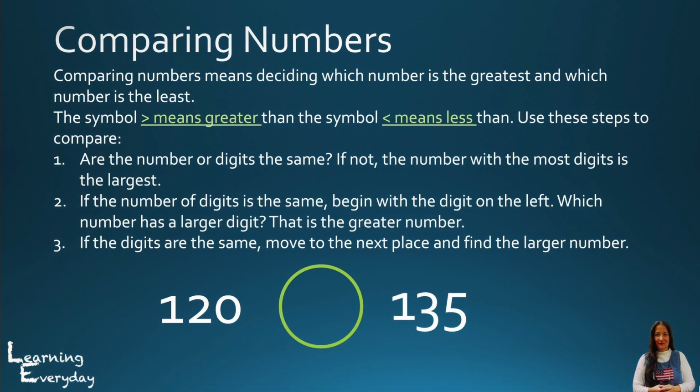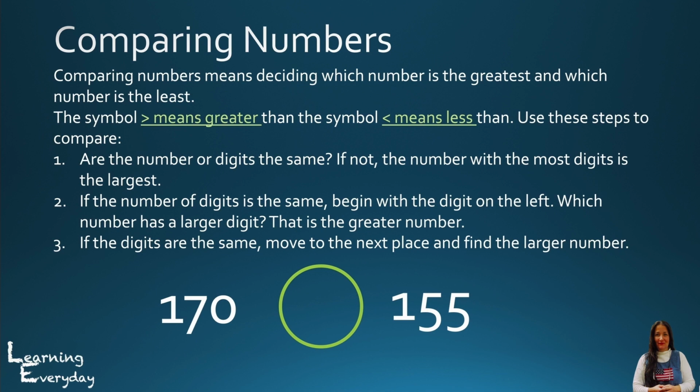Here we have 120 on the left, and on the right we have 135. We look at the first number on the left, which is a 1. They're both 1s. Then we go to the next number. We have a 2 and a 3. A 2 is less than a 3. 120 is less than 135. It's as simple as that.